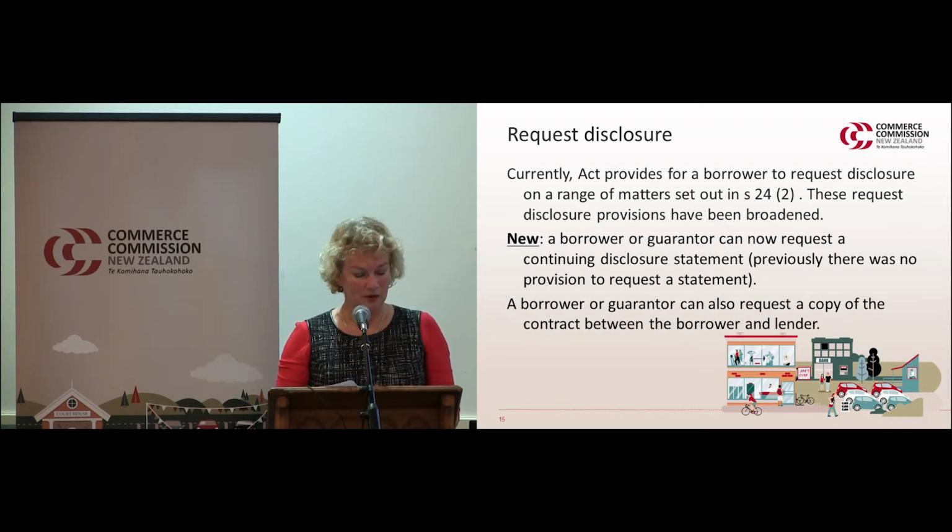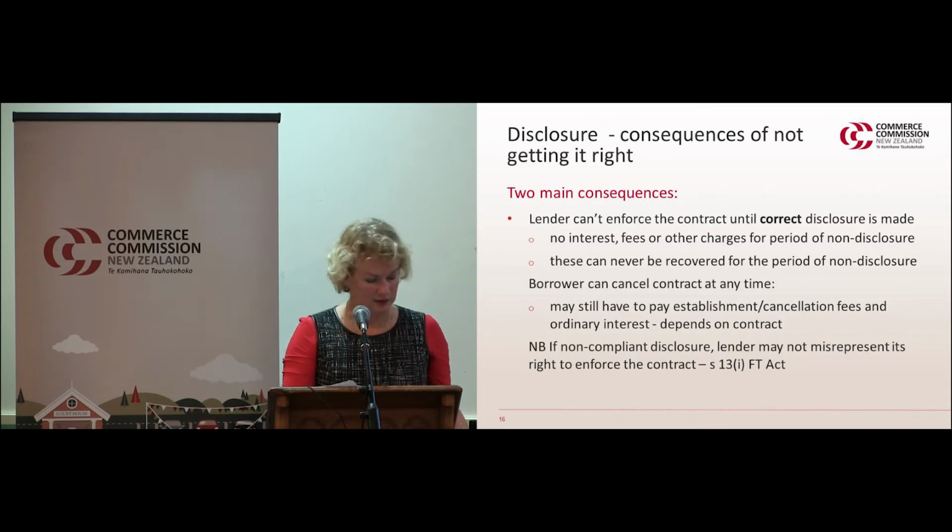So a borrower or guarantor can also request a copy of the contract between the borrower and the lender. Now, if the disclosure rules are not followed, there are 2 main consequences. A lender cannot enforce the contract until correct disclosure is made. That means that the lender can't recover interest fees or other charges or require repayment of the loan amount until correct disclosure is made.